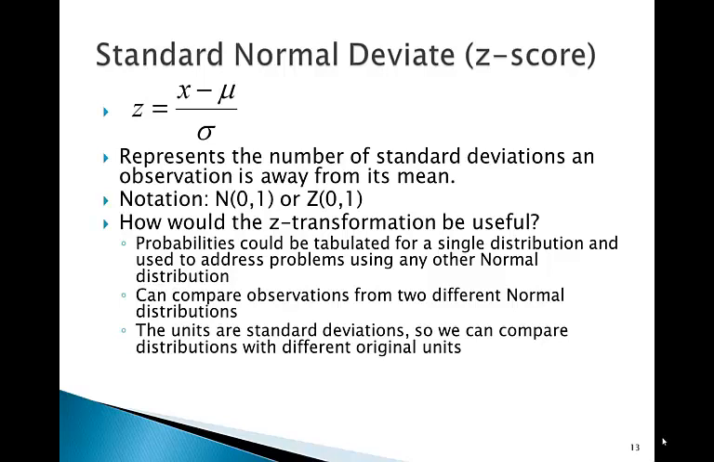So it's helpful to transform our data point into a z-score. Again, it tells us the number of standard deviations an observation is from the mean. And then we can look up probabilities, and we can even compare observations from two different distributions, because putting them into z-scores will allow us to compare them in the same units.